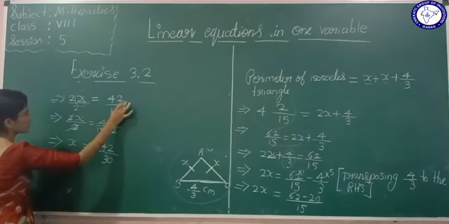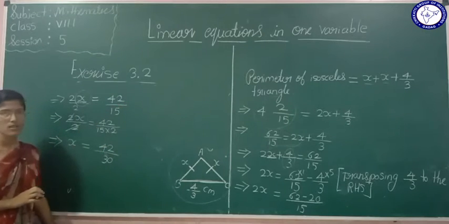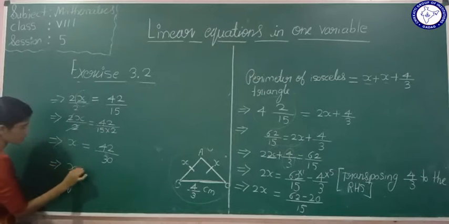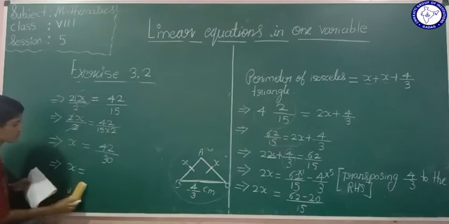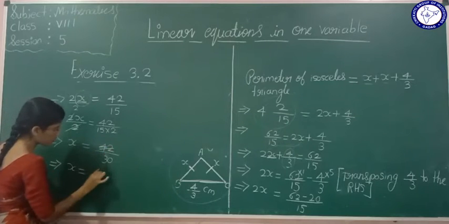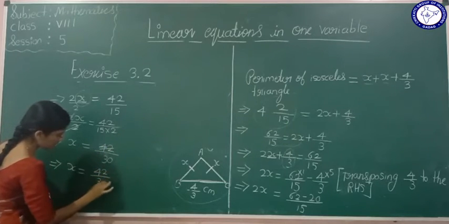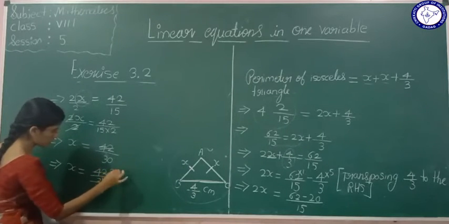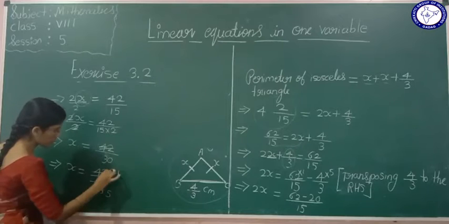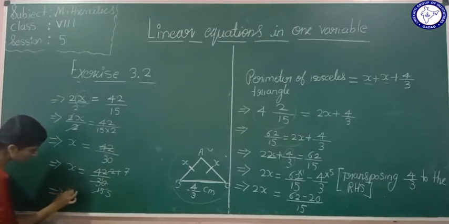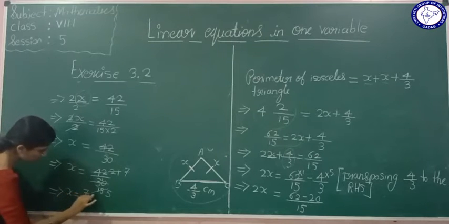Dividing both sides by 2. Okay, so this implies x is equal to... Now say students, 42 by 30, cancel this. 2 ones are 2, 5s are 2, 2s are 2, 1s are 3, 5s are 15, 3 7s are 21. This implies x is equal to 7 by 5.